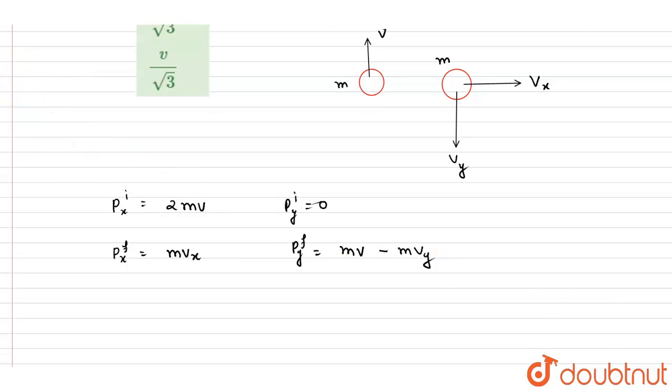Now you can equate them, x component and y component, right? So I will write 2mv equals mvx, and the y equation I will make equal to 0. So you will get vx and vy. vx is 2v and vy is v.